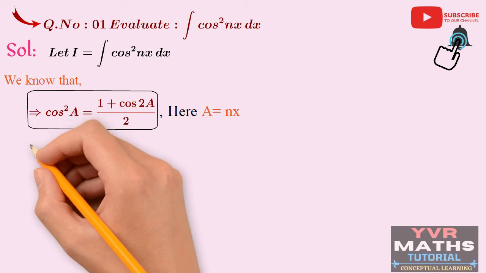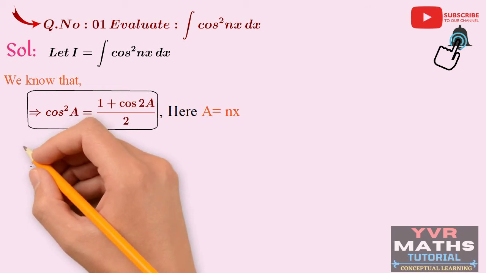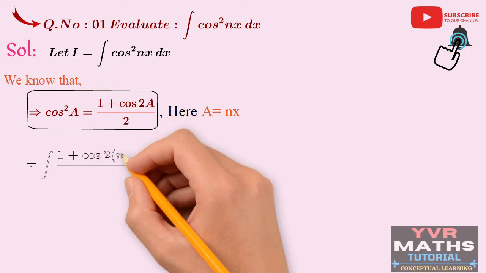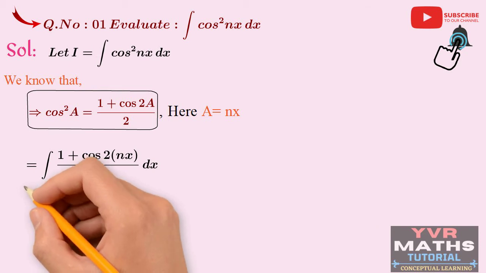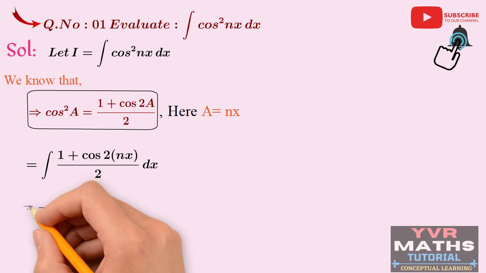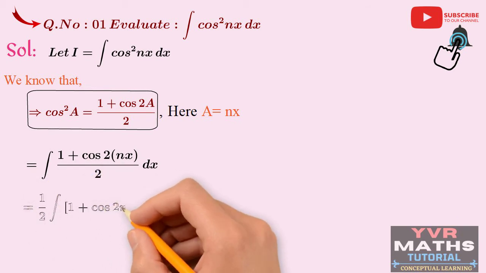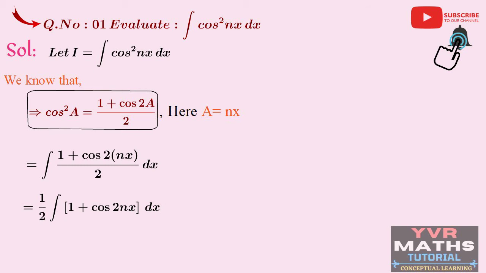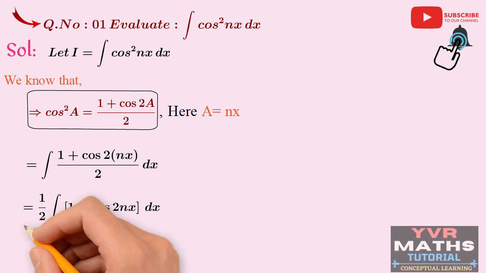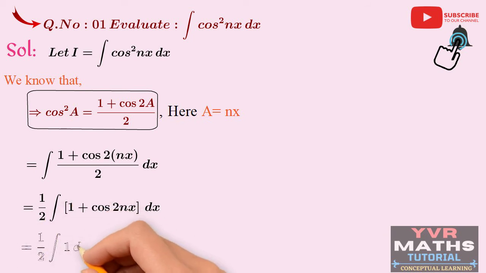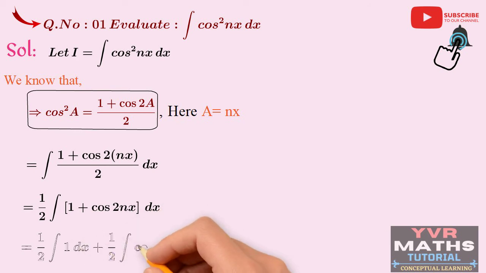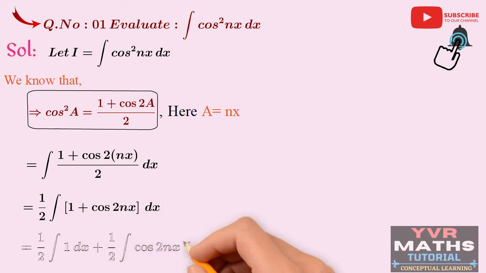See here in the next step, I is equal to integral (1 plus cos 2 times of nx) by 2 dx. Here 1 by 2 is the constant. If we write outside of integration, then the next step is 1 by 2 into integral (1 plus cos 2nx) dx. By using basic properties of indefinite integrals, I am going to apply individual integrals. Then what we will get? See here, 1 by 2 into integral 1 dx plus 1 by 2 into integral cos 2nx dx.